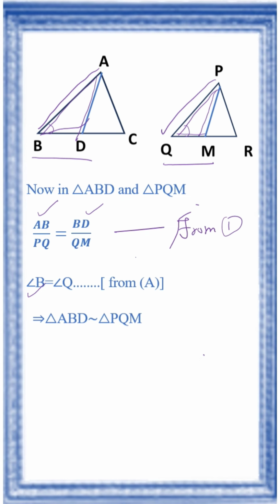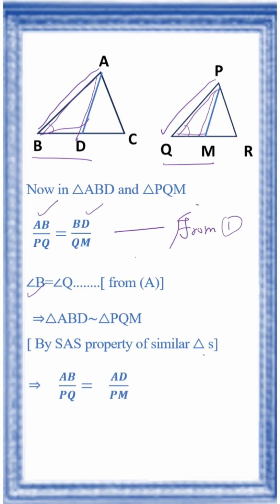So now we have proved. So now we can write why they are similar. Side angle side property of similar triangles. Now we can write that AB by PQ is equal to AD by PM because they are corresponding sides of similar triangles. Hence proved.